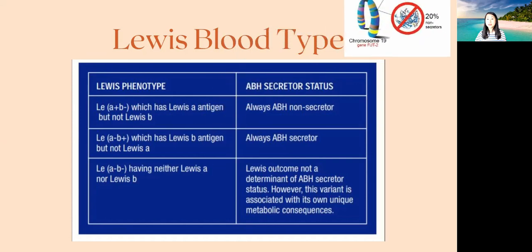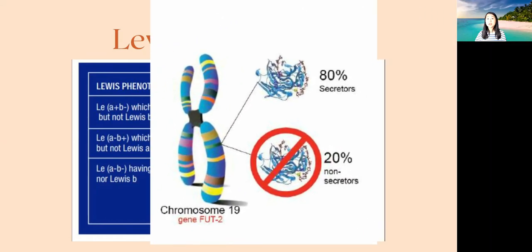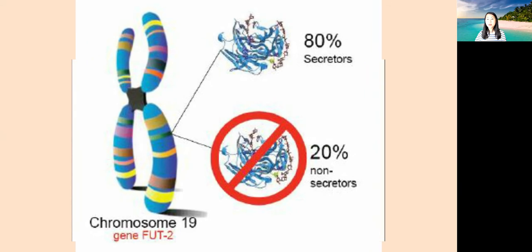The FUT2 gene is not like other genes because this one is not one you can change the expression of by changing or cleaning up your environment or your diet. So if you are a non-secretor, you will always be a non-secretor.